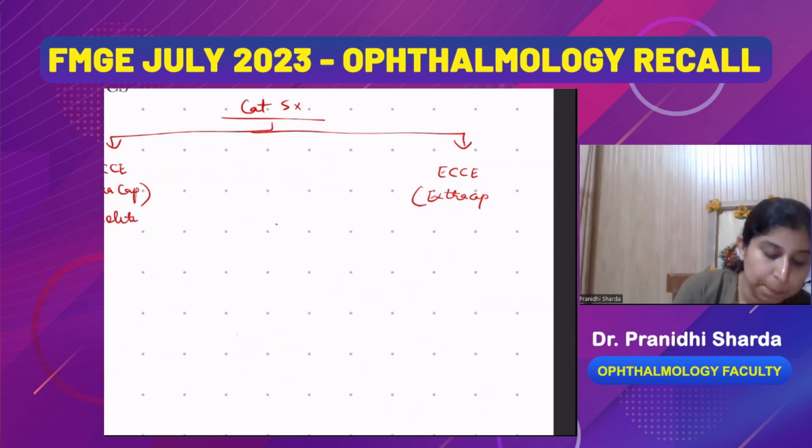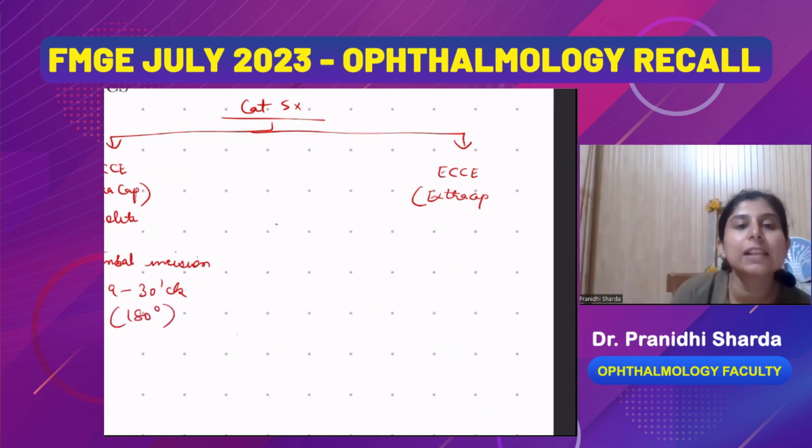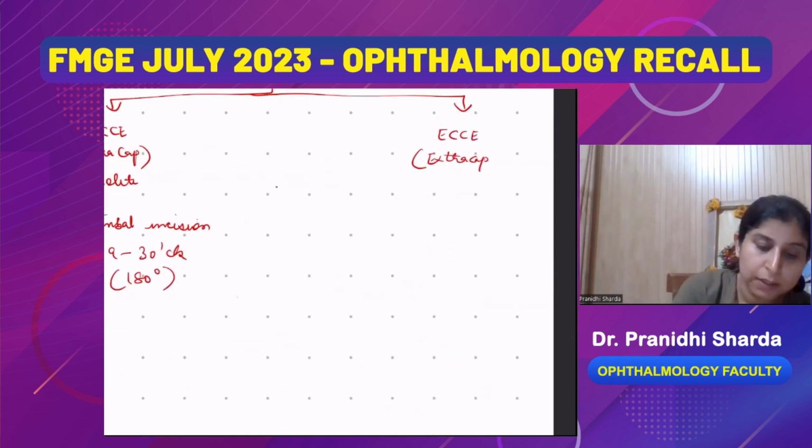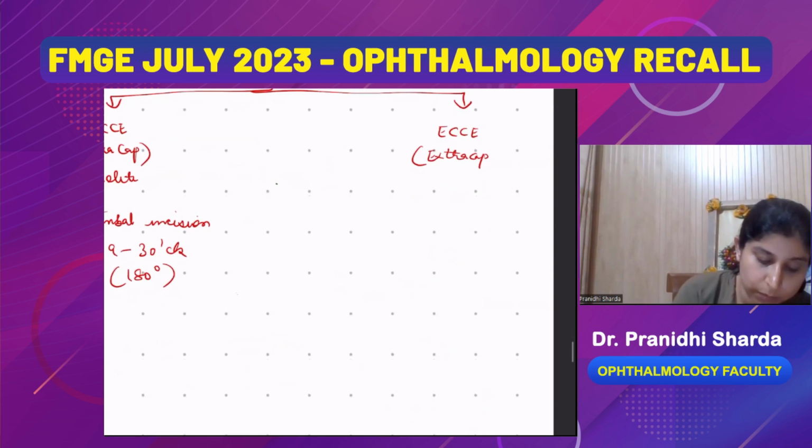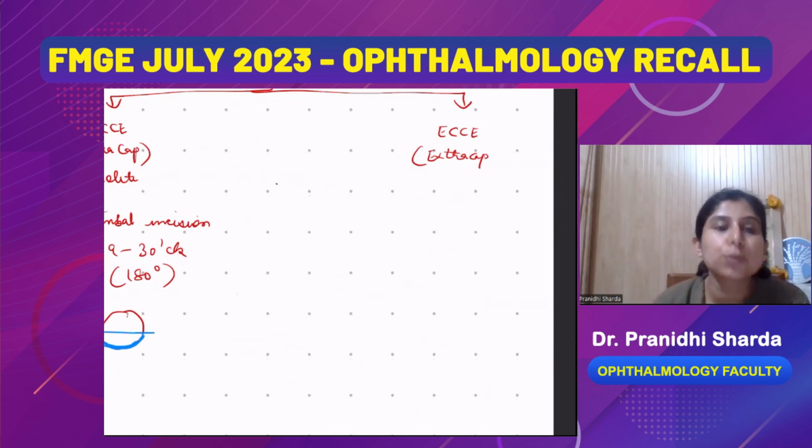Here the limbal incision was given from 9 o'clock to 3 o'clock, which was around 180 degrees. So obviously we need to suture it. Okay, this was my limbal area and we used to give the incision at this area from 9 o'clock to 3 o'clock, that is 180 degrees. So you have to suture it.